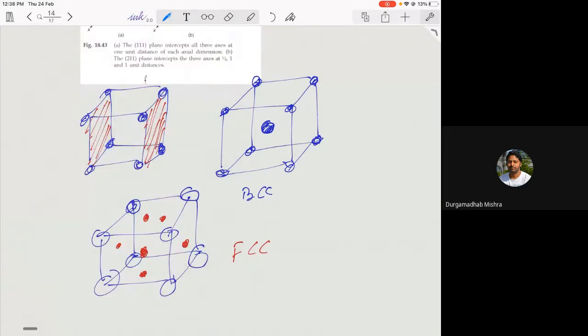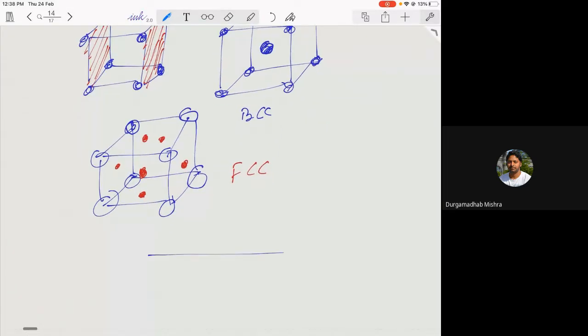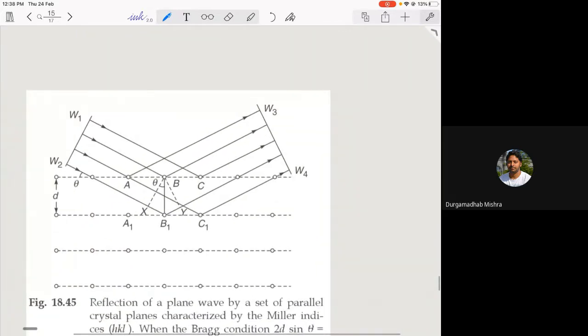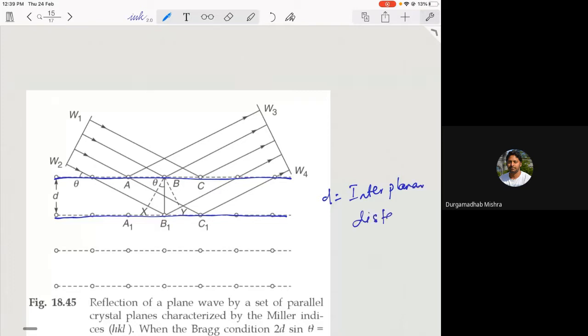So if I have a plane, maybe I have a picture here. Yes. What you see here is an atomic plane, this top one, and this is another atomic plane. What you have is a distance d between these atomic planes, and this d is your interplanar distance. This is the distance between two atomic planes, and they will act like a grating.